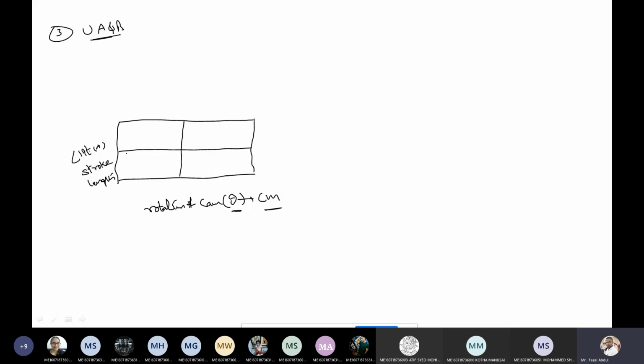Okay. Now give the names A, B, C, D. Now suppose EF, I'm giving the name as EF. Divide the EF line into 6 equal parts. 6 equal parts means 1, 2, 3, 4, 5, 6.